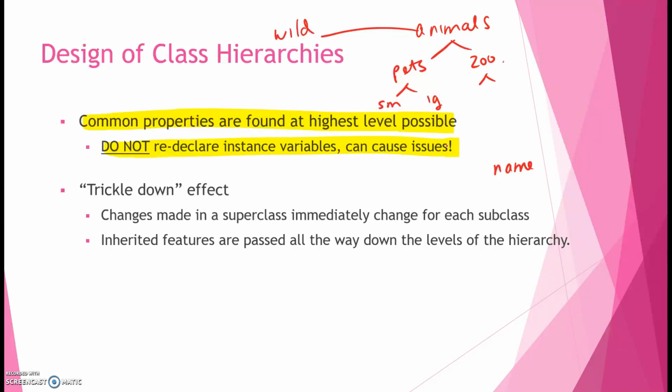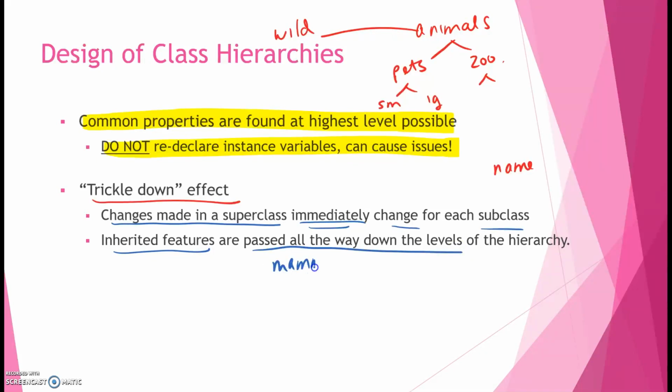And the nice thing about inheritance is this trickle-down effect. What this means is that changes made in the superclass immediately trickle down to the subclass. And inherited features are passed all the way down the levels of the hierarchy. So let's say we had, for example, the mammal class. And then of the mammal, we had four-leg mammals, and then of that we had dog, and then of that we had retriever. I don't know.